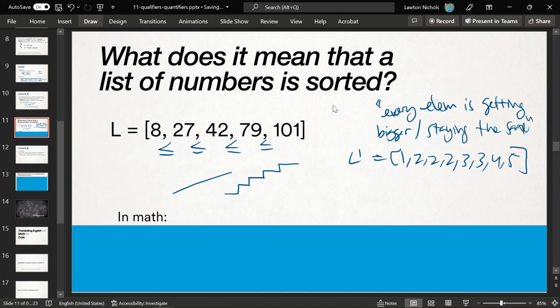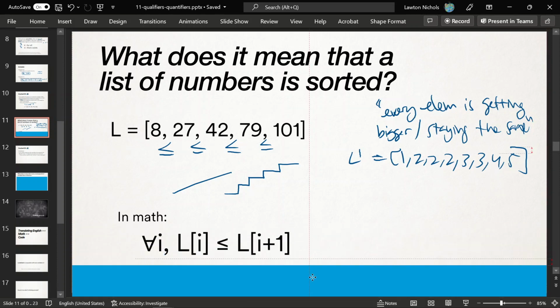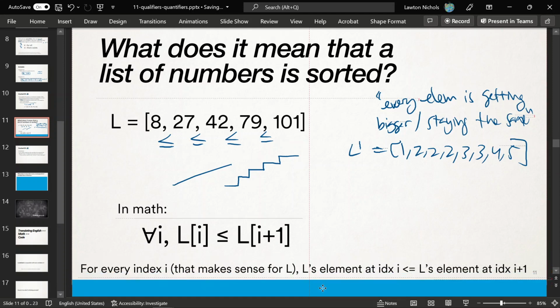So, let's talk about this. Here is the goal. Here is how I can show you that a list is sorted. Here is how I can express it in math. Let me show you. It's this fancy expression, and let's try and talk about what it means. So let's use indices, actually, because that will help us say when a list is sorted. 0, 1, 2, 3, and 4. Here are indices into this list.